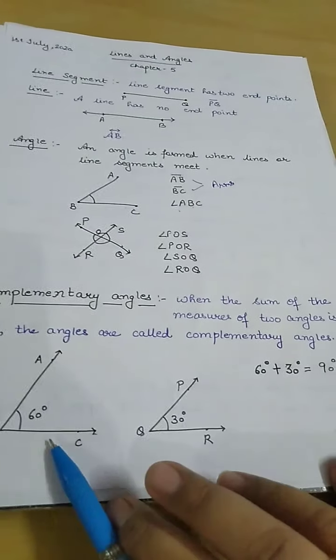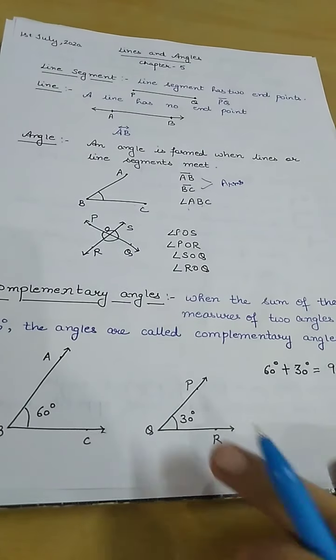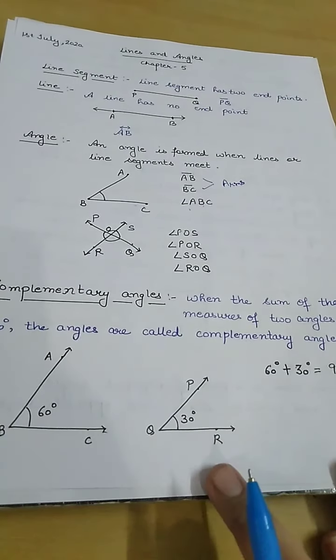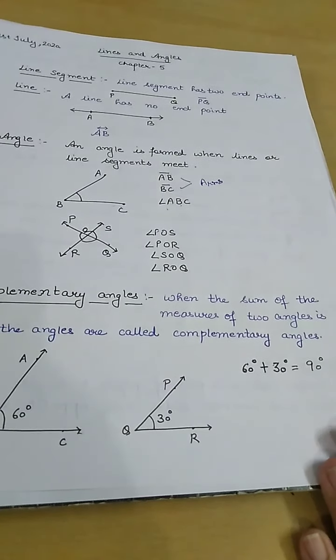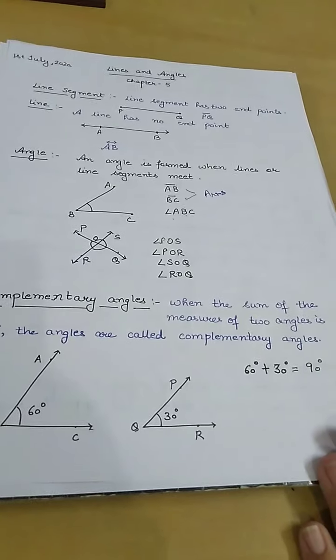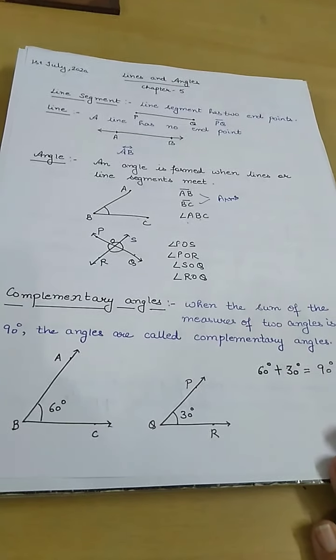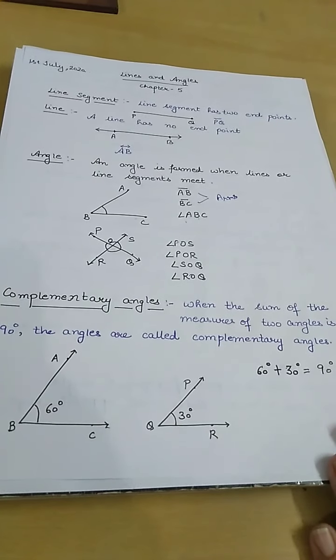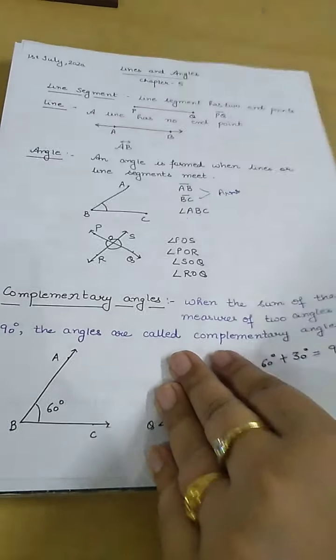Now look here, I have two separate angles. This is the 60 degree angle, this is the 30 degree angle. When I add them, am I getting 90 degrees? Yes, I am getting 90 degrees. So they form a pair of complementary angles. If I take 70 and 25 degrees and add them, I get 95 degrees. So it means they don't make a pair of complementary angles.